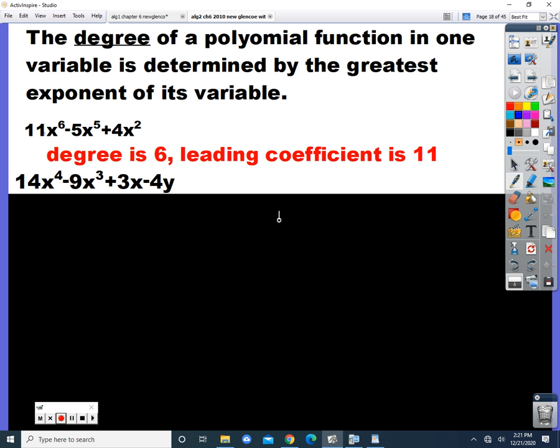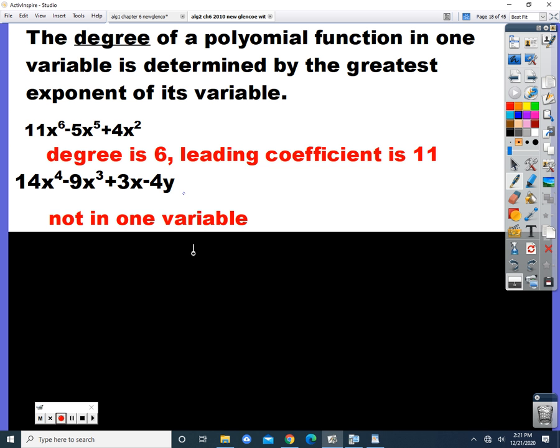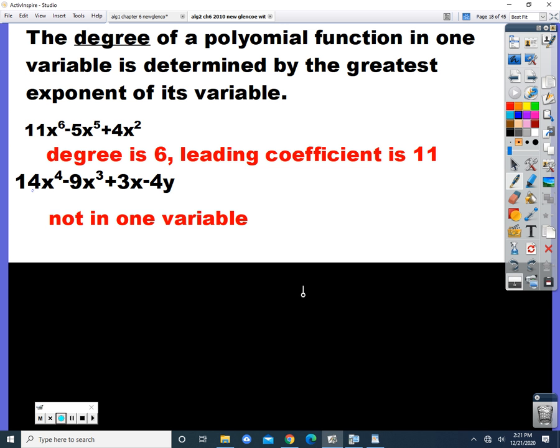So here's another sample. This one looks good at first. Looks like our degree is going to be 4, but when you go all the way through the problem, you've got more than one variable. And so you actually don't have to put the degree for that one. You just say not in one variable. Okay? So those aren't too bad. So if we took this back one off, you would say degree of 4, and the leading coefficient would be 14. So that's what you're going to do on those.